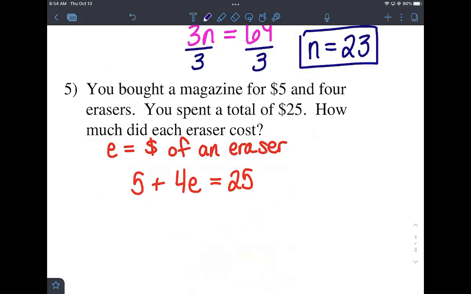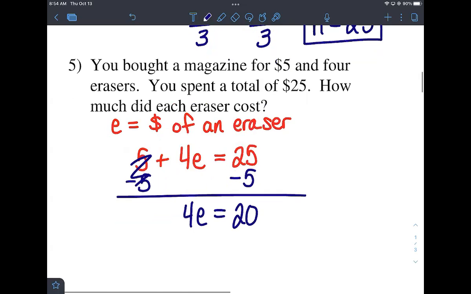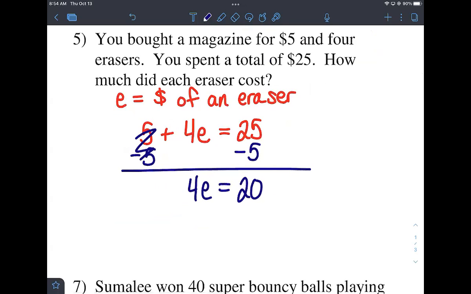All right, Logan, what number do we want to get rid of first? Positive 5. Yes, how do I do it? Subtract 5. All right. And then Logan, what is 25 minus 5? 4E equals 20. Okay, so that makes sense. If you're trying to find the cost of an eraser and you spent $5 on the magazine, then take that $5 away from the 25 you spent, and that means you spent $20 on 4 erasers.